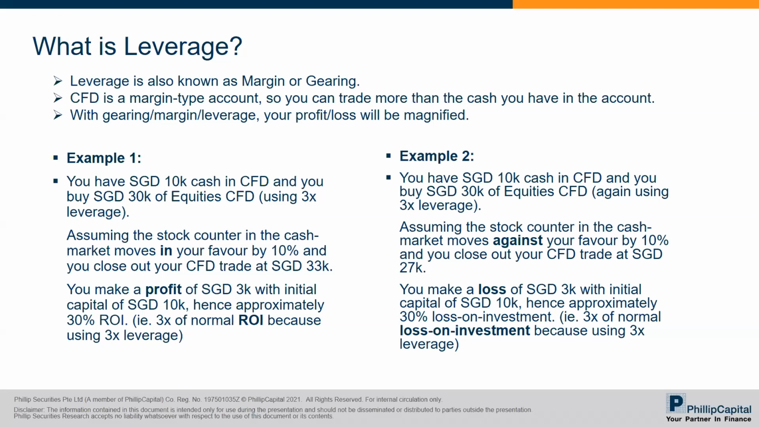And then conversely, assuming the market moves in the other direction, against your favor by 10%, a client trading vanilla stocks will lose 10%, but if you use CFD to trade, then your losses will be 30%.